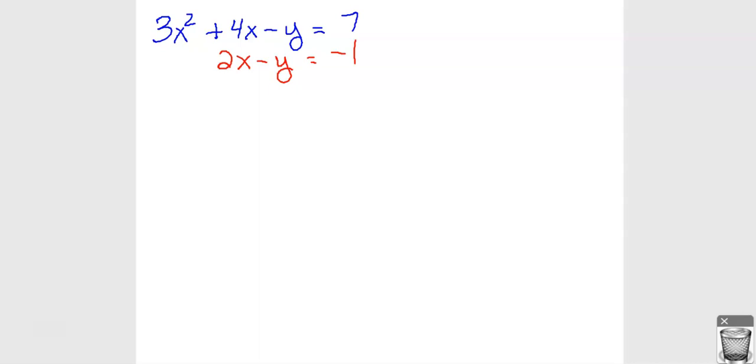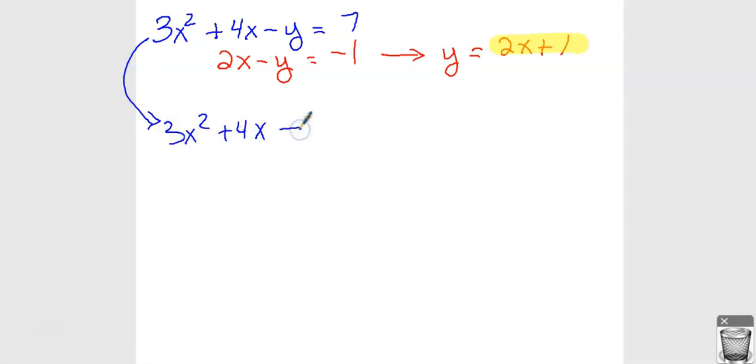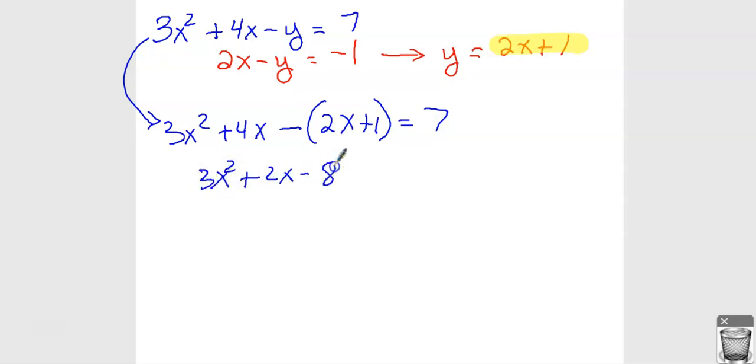I'm going to solve this equation, this red one, for y. So y equals 2x plus 1. And then I'm going to substitute that into the blue equation. So the blue equation is 3x squared plus 4x minus the y, 7. And then I'm going to solve this. That's 3x squared plus 2x minus 8 equals 0.